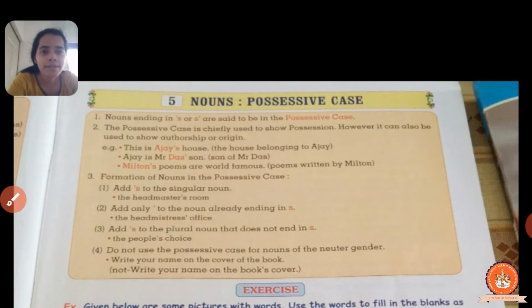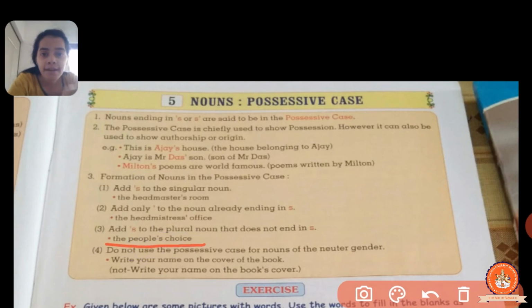Then we will see the third one: add apostrophe S to the plural noun that does not end in S. We have some nouns that come in plural form and also don't end in S. So we put the apostrophe S to show the possessive case. If there is one person, we say person, but if there are lots of persons, we call them people, right? So, the people's choice. People is in plural form, and over here they have put the apostrophe S at the end of that noun to show the possessive case.